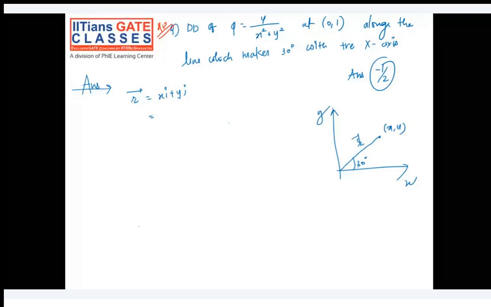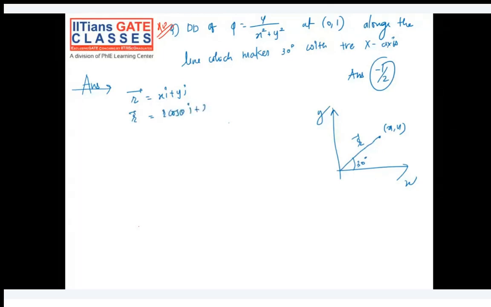And what is this r? This is the magnitude of r basically. If you take it on the left hand side, I can write it like this. Cos of theta will be cos 30 degrees, root 3 by 2, and sin 30 degrees will be 1 by 2. Okay, like this. Okay, so this is the hint.